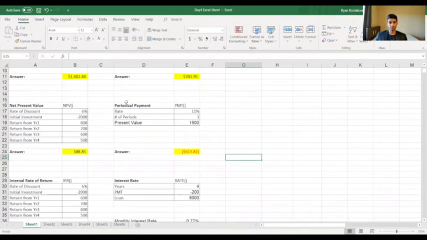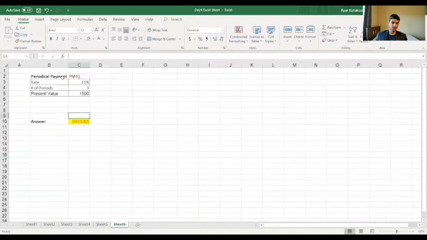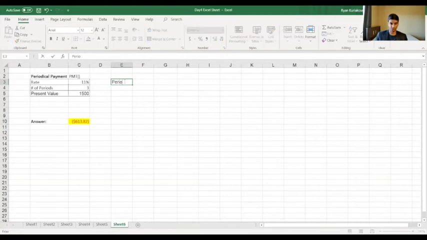So if we go on to the periodical payment question, first we have to understand what it's asking. And what it is asking is what you will be paying at the end of each period so that you've completely paid off this $1,500 loan. And to do this, we essentially just use the PMT formula where you enter the data and you get the value of each month.